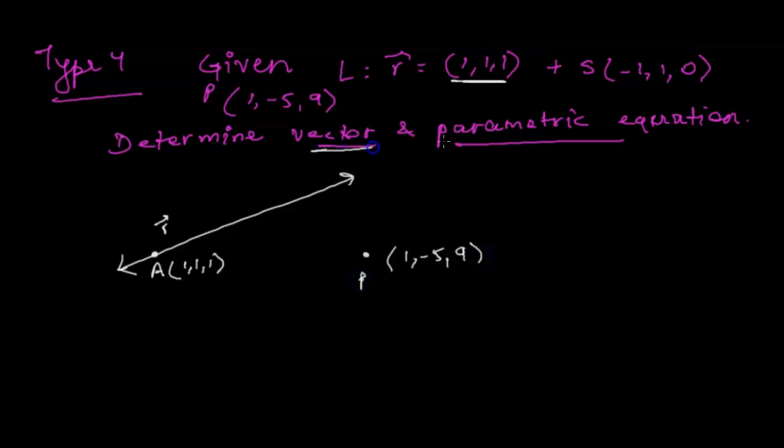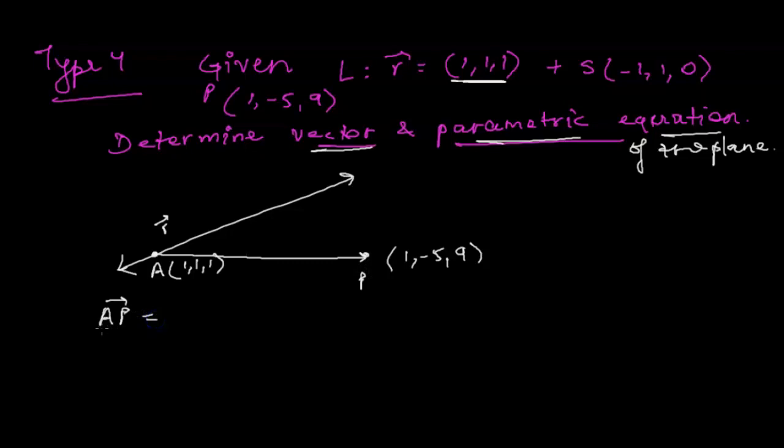As we need to determine the vector and the parametric equation of the plane, we have one direction vector that we get from the line. From the point, we make another direction vector going towards the given point P. And using AP, we will find the second direction vector. So we can say the AP direction vector is x2 minus x1, that is 1 minus 1, y2 minus y1, that is negative 5 minus 1, and z2 minus z1, that is 9 minus 1. When we simplify this, we would get 0, negative 6, 8.